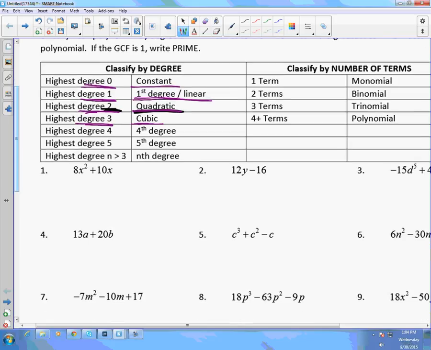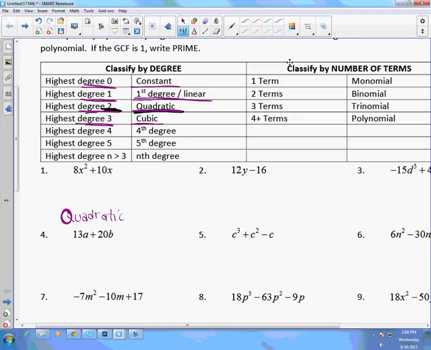Number 1, what's the highest degree for number 1? Good, 2. What's that called? Quadratic. Okay, we're going to get back to doing the directions also, factoring. So leave some space. I'm going to write quadratic at the bottom. Quadratic, that's a classification by degree.